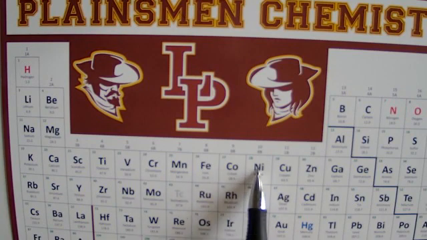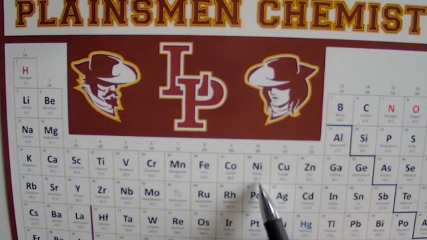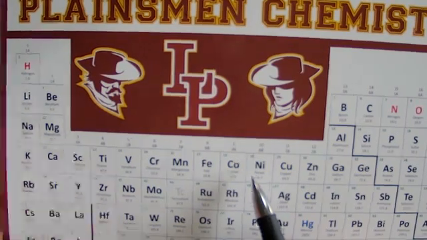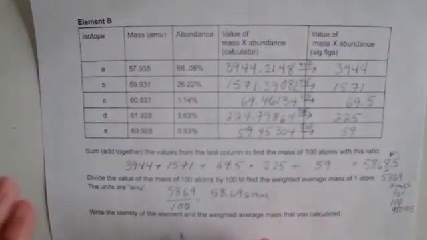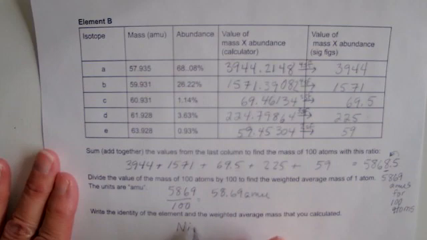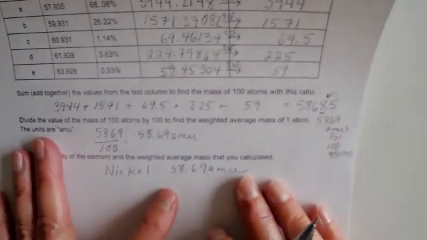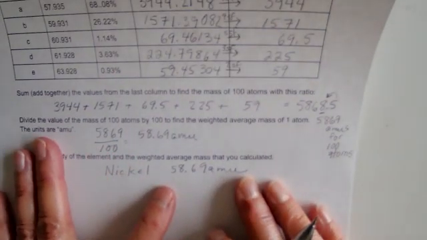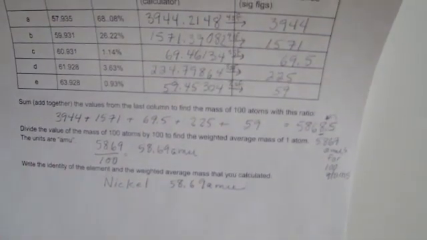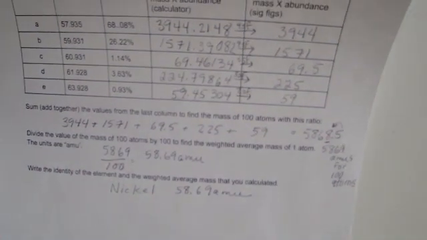So if you were comparing cobalt and nickel here, nickel with 58.7 is much closer to the value that we had than cobalt 58.9. So that means that this element is nickel, and that the average weighted atomic mass that we've solved for is 58.69 AMU, which matches very closely with the average weighted atomic mass that we have on our Plainsman periodic table. Go ahead and complete these worksheets and submit them.